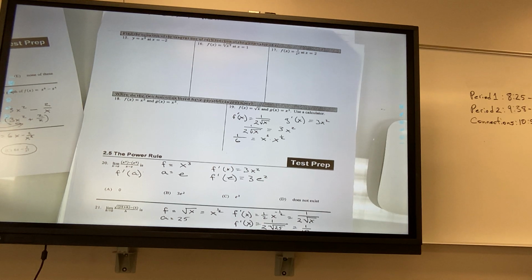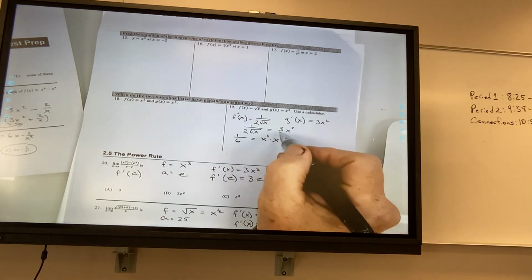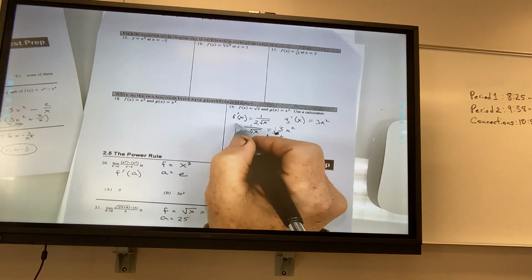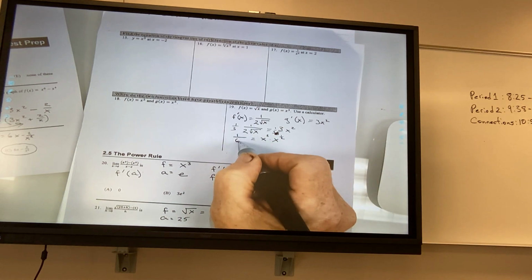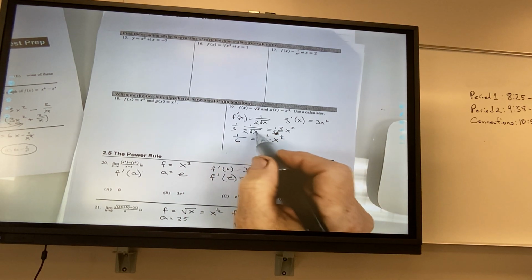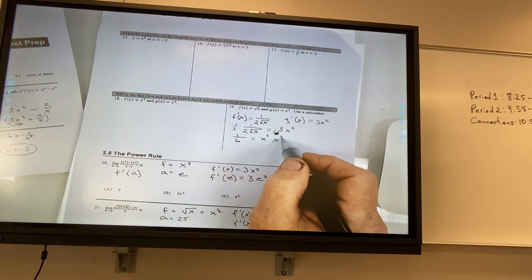Let me take a look. I multiplied both sides. What I did is I divided this by 3, or multiplied by a third, I guess. And I multiplied by a third here, and that's where I got 1/6. And then I multiplied by the square root of x, but I wrote it in exponential form. Okay, I'll give you my homework later so you can take a look at this problem.